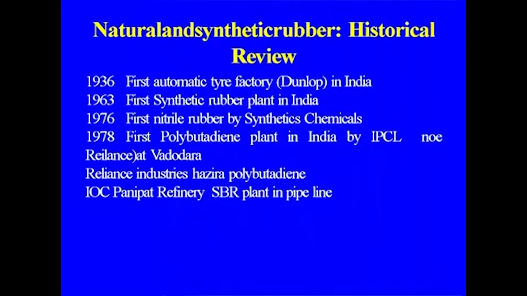Reliance Industries at Hazira started manufacturing polybutadiene, and now the IOC Panipat SBR plant is in the pipeline, and so certainly that is in the action phase. So, in the SBR plant that is coming, they will be using butadiene from the cracker plant, and then they will be making the styrene, and they will be using their ethylene. So, that is the new plant that is coming at the IOC Panipat refinery.